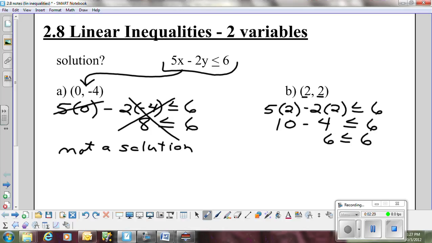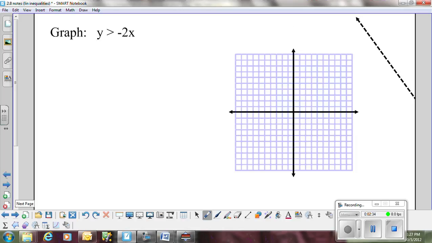Graphing these? Yes. So let's look at the graph of one of them. I have y is greater than -2x. When you graph these, the first thing you want to do is consider the equation. So first thing I want to do is consider and graph the equation y equals -2x. You guys know how to do that. We've done that a whole bunch. What is my y-intercept? 0. So I've got the point 0, 0.